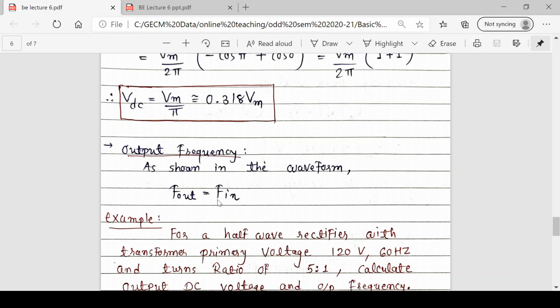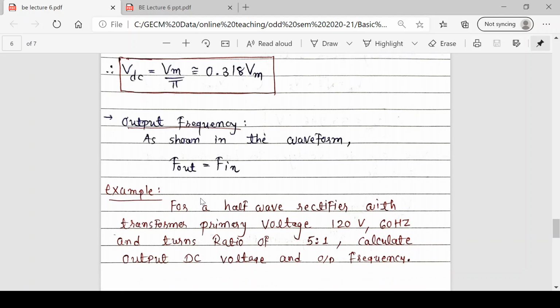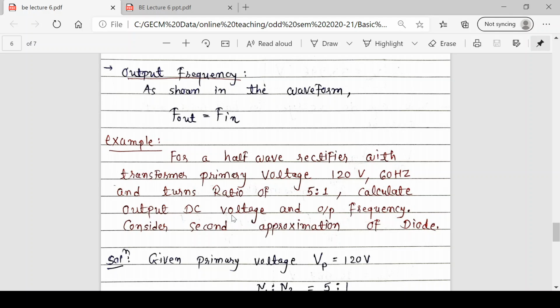Now let's take one numerical example to strengthen the logic behind half wave rectifier. So suppose the data is like this. For a half wave rectifier with transformer primary voltage 120 volt 60 hertz and a turns ratio of 5 is to 1, calculate output DC voltage and output frequency, and you have to consider second approximation of diode. So you know very well what is approximation of diode.